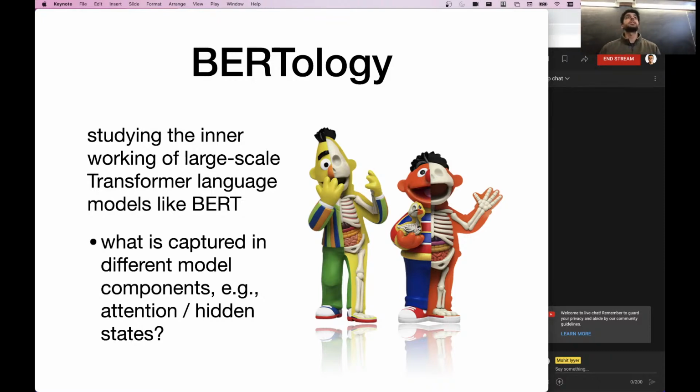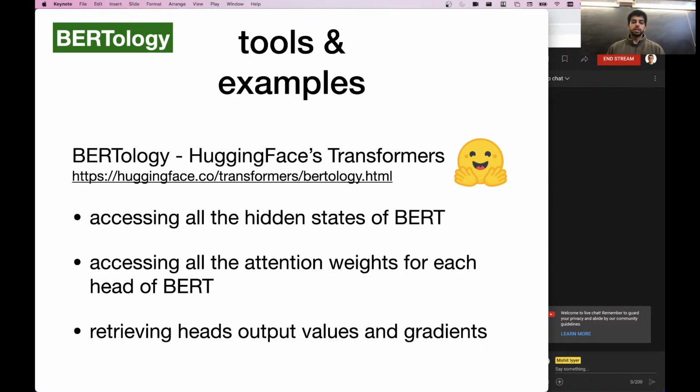internal representations. There are many tools that you can use right now if you're working with some of these smaller models to understand what kinds of knowledge is present in their representations. Hugging Face has this BERTology module where you can explore different hidden states, attention weights, and get all the attention head outputs and the gradients, so you can do this kind of fine-grained analysis.